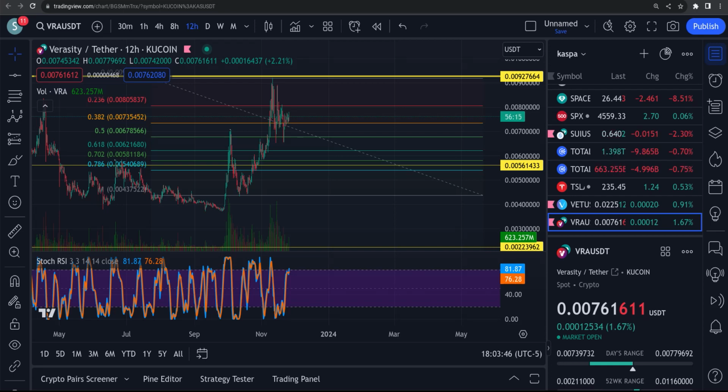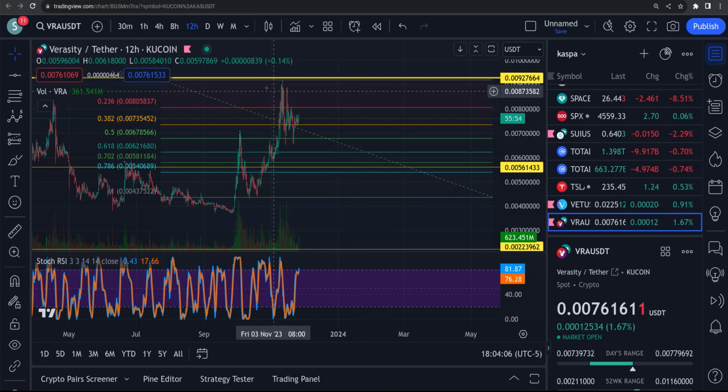All right, I'm looking for a temporary pullback here, possibly down to that 618 at 0.0062. That would usually be your pullback level here, a 618 or 702. That 702 is at 0.0058.